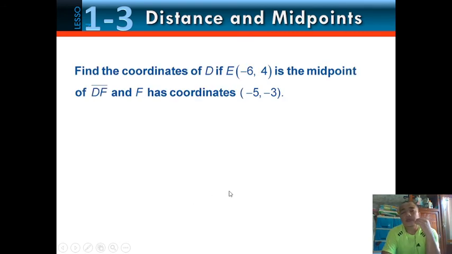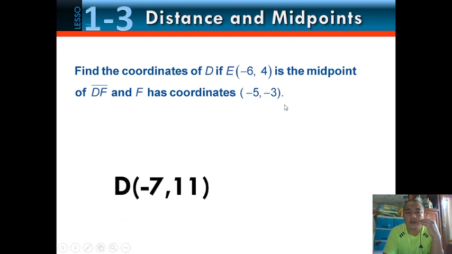Find the coordinates of D if E, negative 6, 4, is the midpoint of DF, and F has the coordinates of negative 5, negative 3. So we're trying to find the coordinates of the endpoint D, the other endpoint, where E, negative 6, 4, is the midpoint. F, the one endpoint, is at negative 5, negative 3. What's your answer? Negative 7, 11.